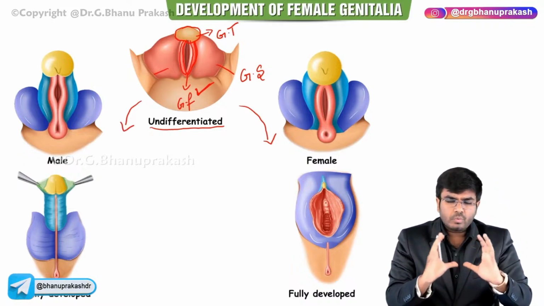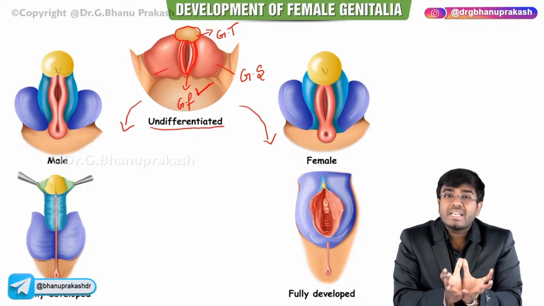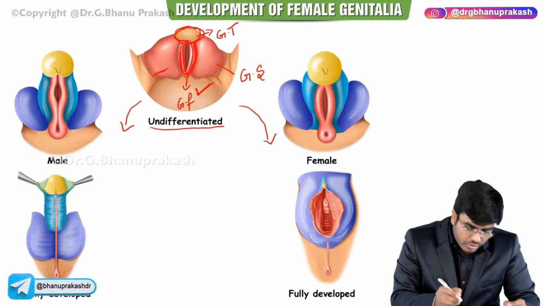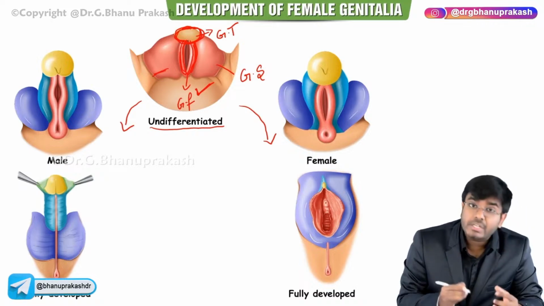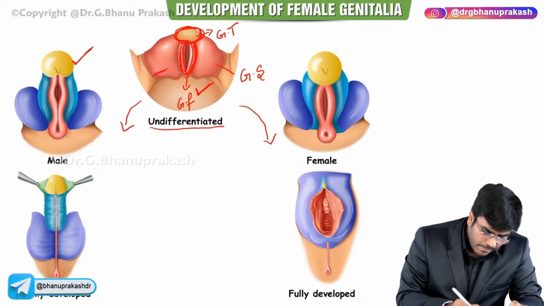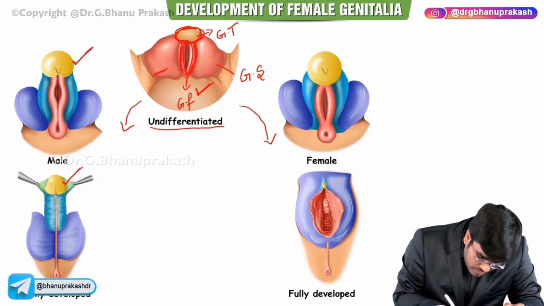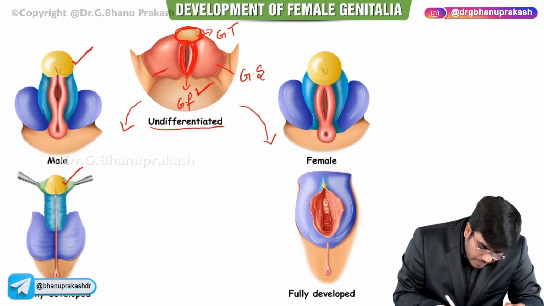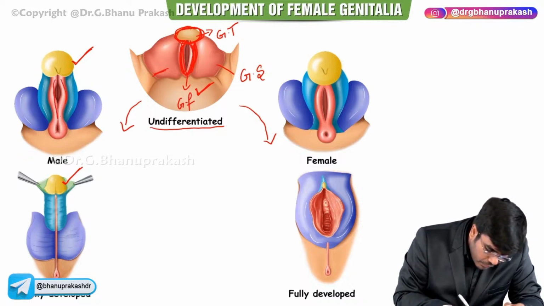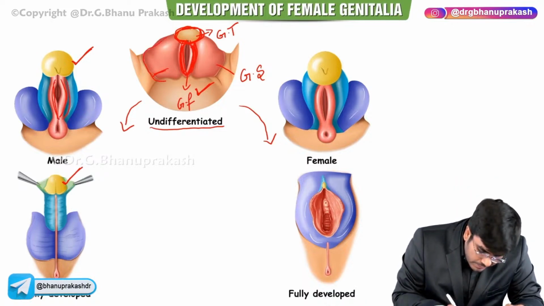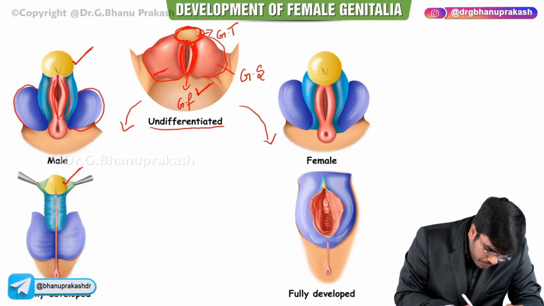So you are having the same embryological areas. For example, the genital tubercle is there, genital folds are there, and genital swellings are there. If there is dihydrotestosterone, please concentrate on this yellow area, the genital tubercle. This yellow thing becomes the glans of the penis. Now these genital folds become the penile urethra, and these swellings which are present over here are going to become the scrotum in a male.